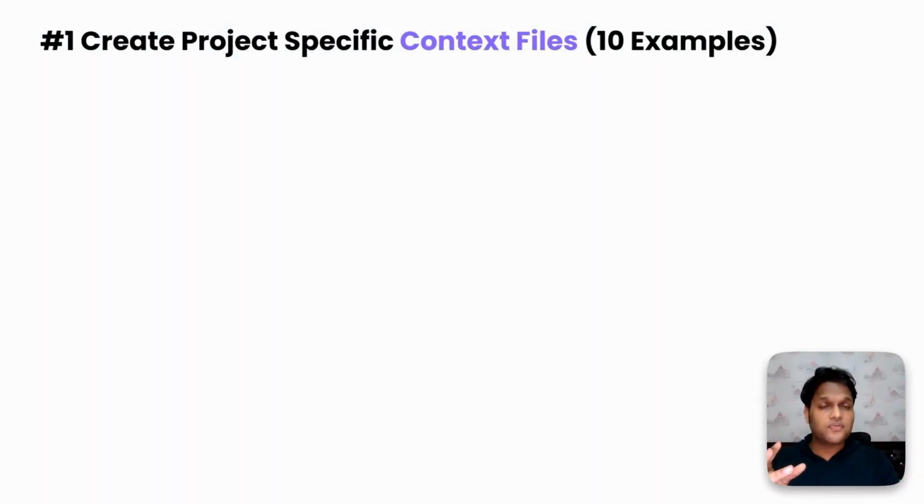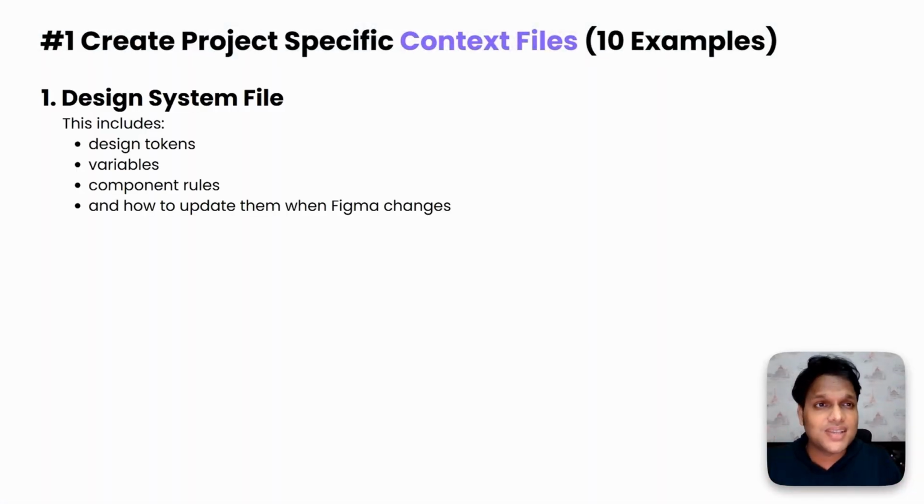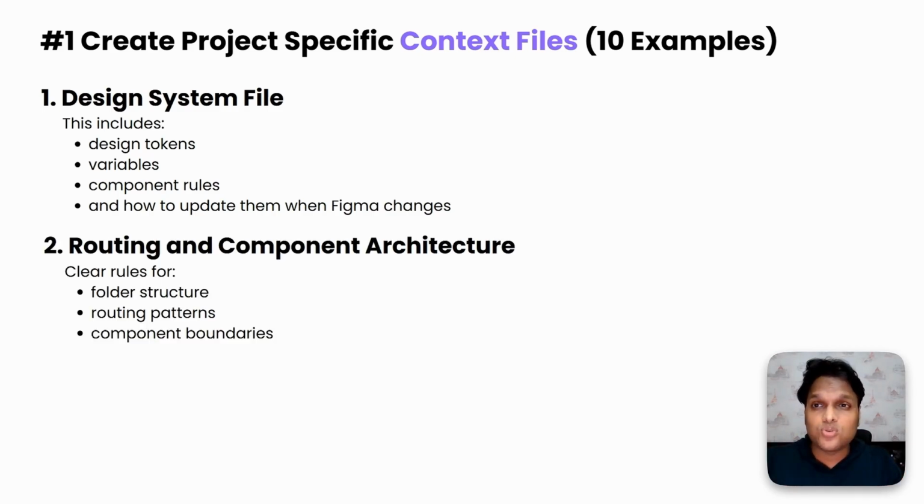Here are a few project specific context file examples. Number one is the design system file. What can it contain? It can include design tokens, your variables, your component rules, like how to update your code when your Figma changes via MCP. This can have those rules. Your context files can include exact routing and component architecture: folder structure, how your paths look, where your code goes, your component boundaries, everything can go into this context file.